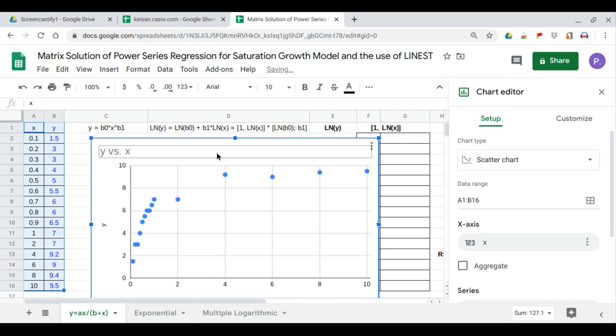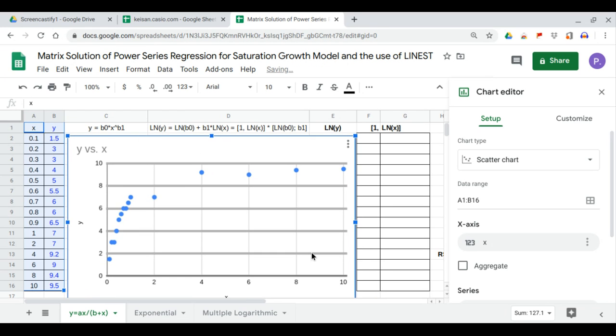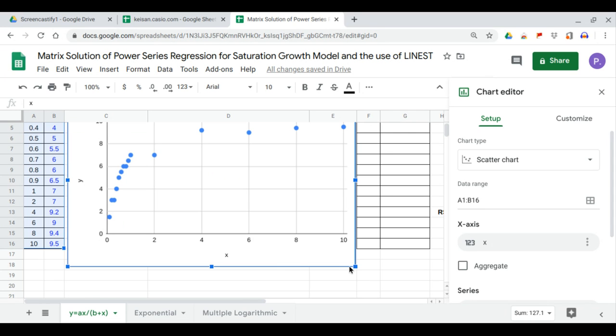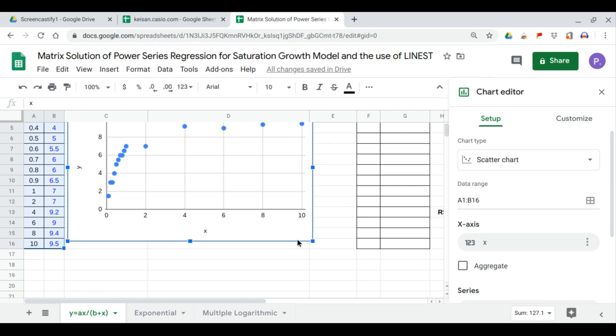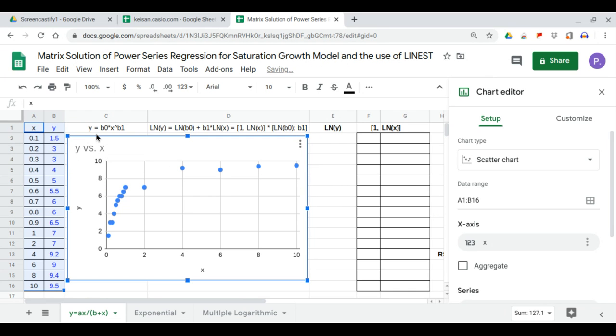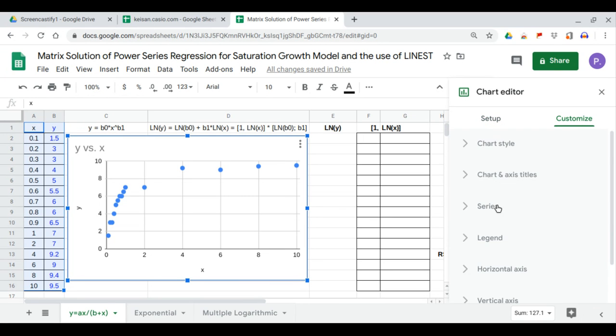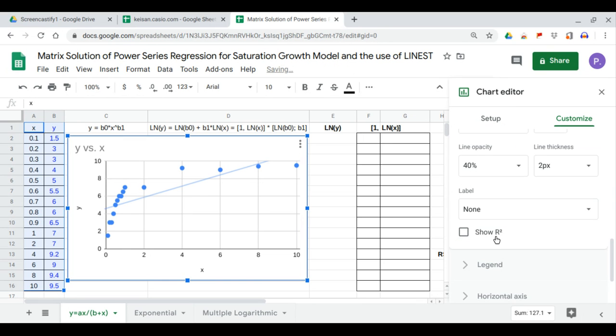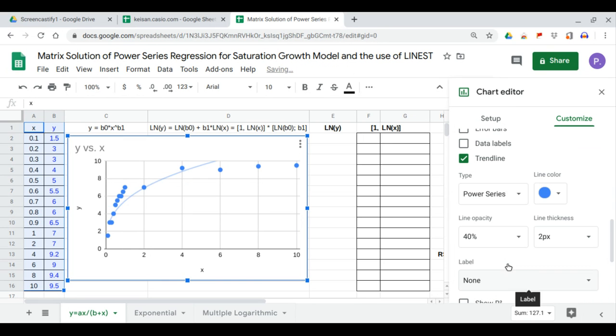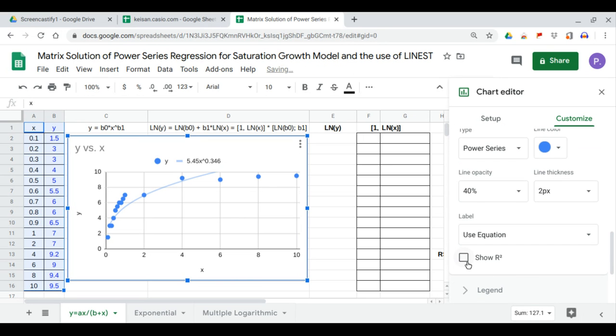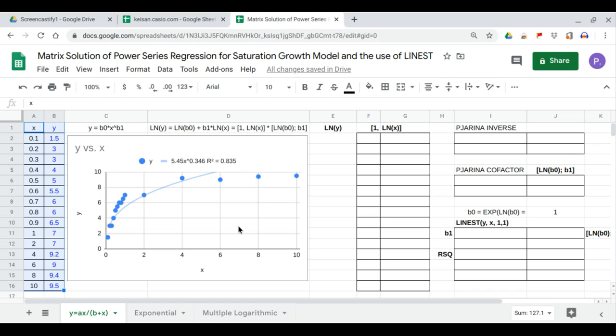So we will use the trend line in the form of power series, and the equation will be y equals b0 times x to the power b1. So series, trend line, and the type will be power series. Show this as label, and our equation becomes y equals 5.45 times x to the power 0.346. And we also show r squared, which is 0.835, the fitness of our trend line.